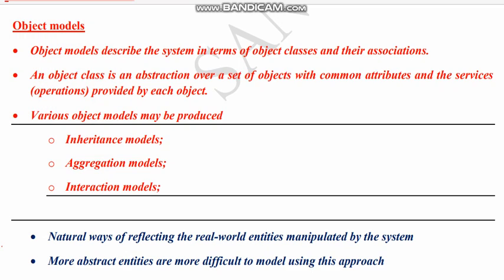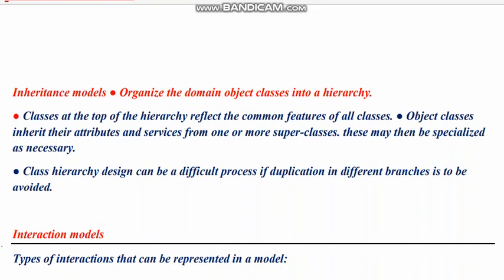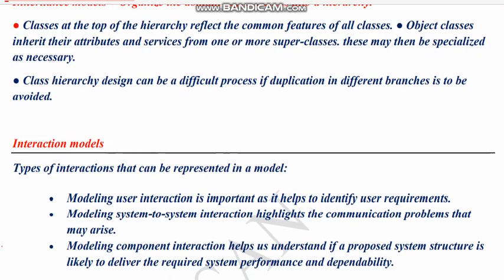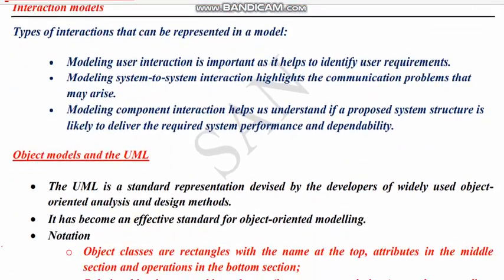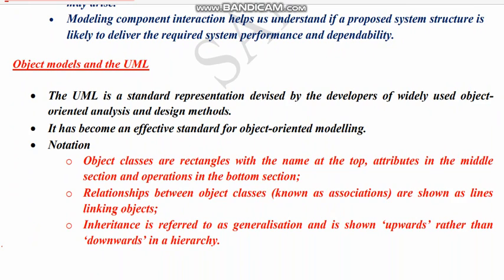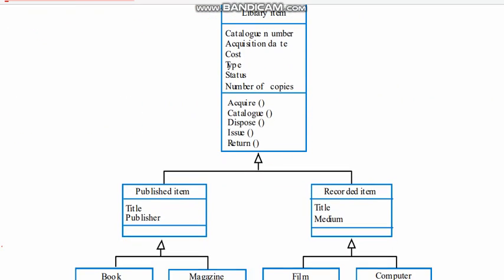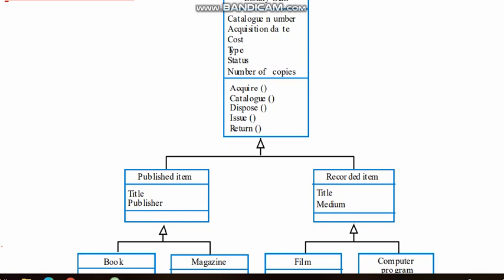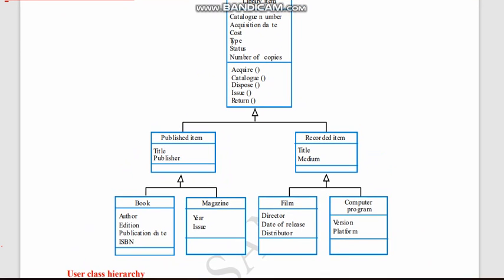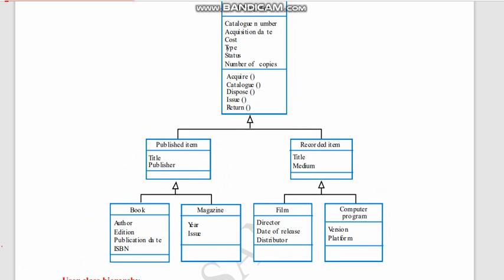So they are also called object models. Already you know that in the inheritance model you have to go for generalization. You can go through the video on structural behavior. For the interaction model, you can use sequence diagrams and state diagrams. Object models and UML diagrams are used to show the relationships. In this diagram you can see a class diagram showing the association, and this is also a concept of generalization.